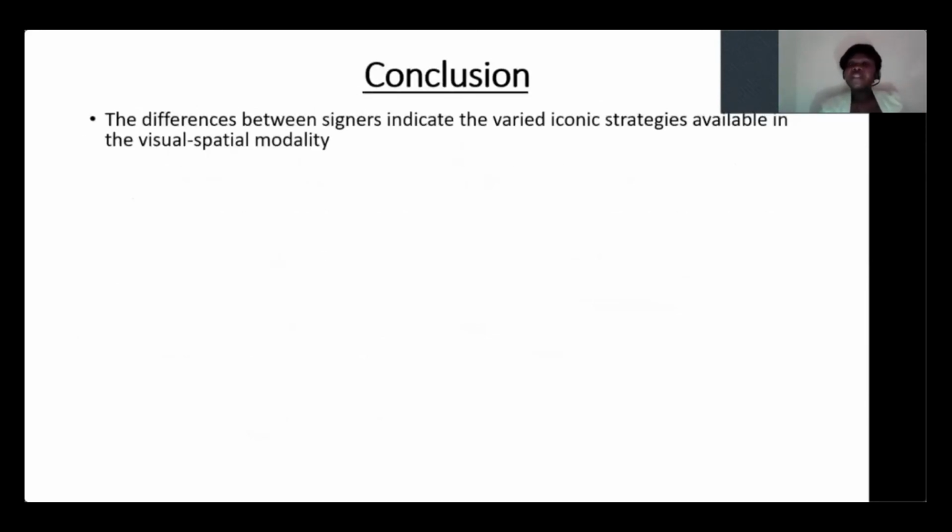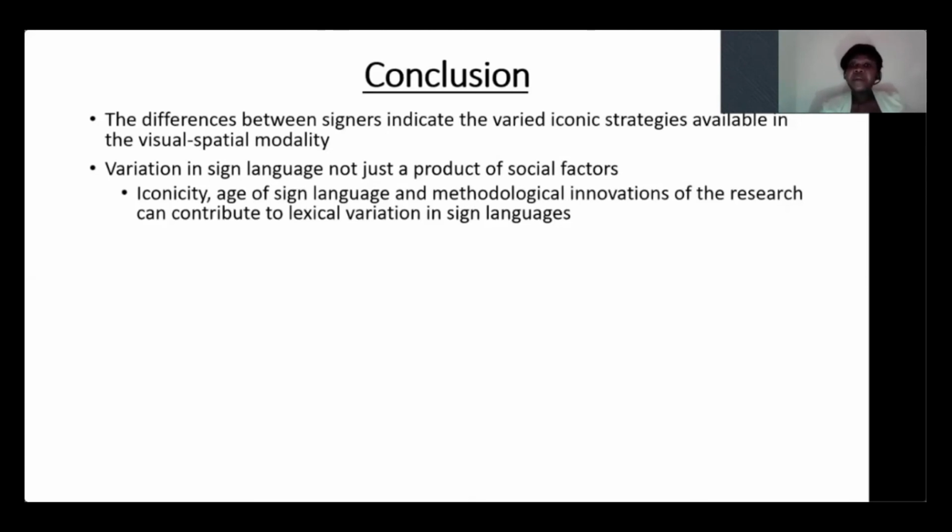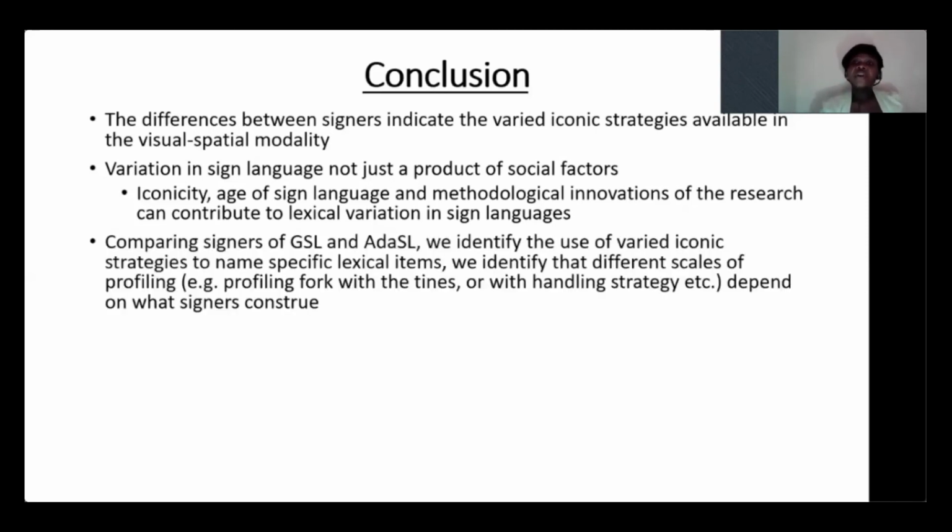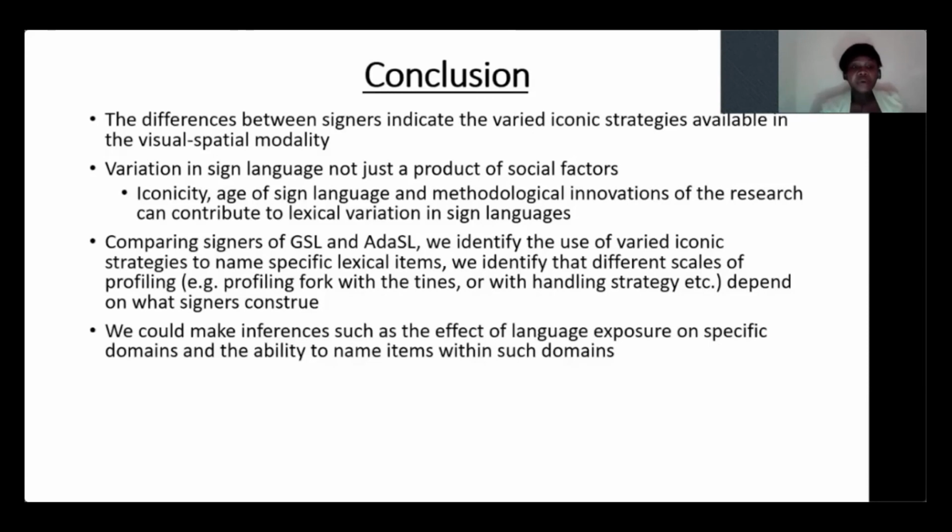In conclusion, differences between signers indicate the varied iconic strategies available in the visual-spatial modality. Variation in sign language is not just a product of social factors. Iconicity, age of the sign language, and methodological innovation of the research can contribute to lexical variation in sign language. Comparing GSL and ADSL signers, we identified the use of varied iconic strategies to name specific lexical items. We also identified different skills of profiling, like profiling a fork with either the tines or with handling, depending on what information about the item signers want to bring across. We could also make inferences such as the effect of language exposure on a specific domain and the ability to name items in such a domain.